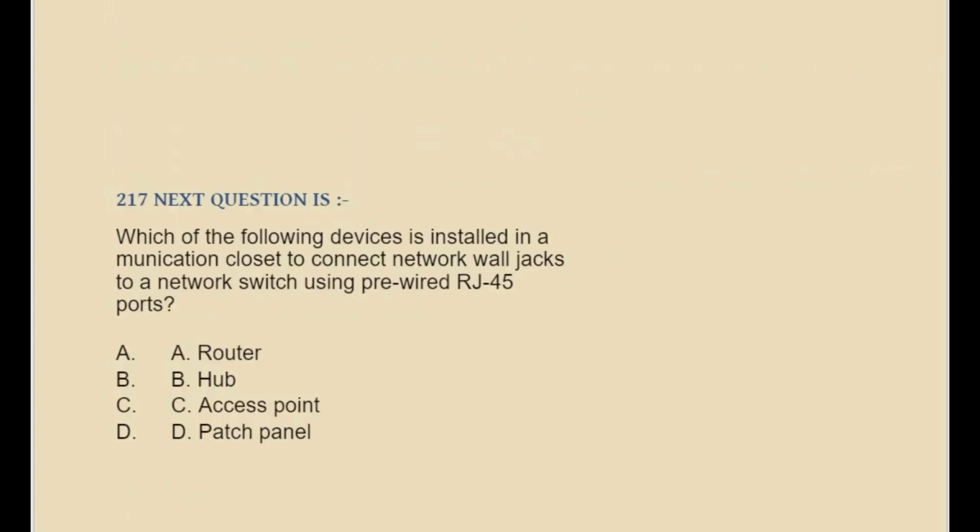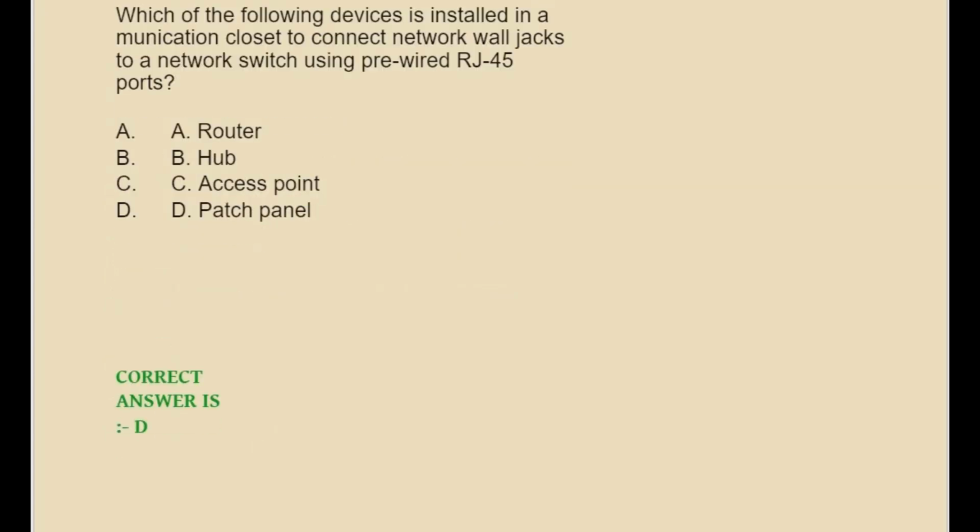Question is, which of the following devices is installed in a communication closet to connect network wall jacks to a network switch using pre-wired RJ45 ports? Option A, router. Option B, hub. Option C, access point. Option D, patch panel. Correct answer is option D.